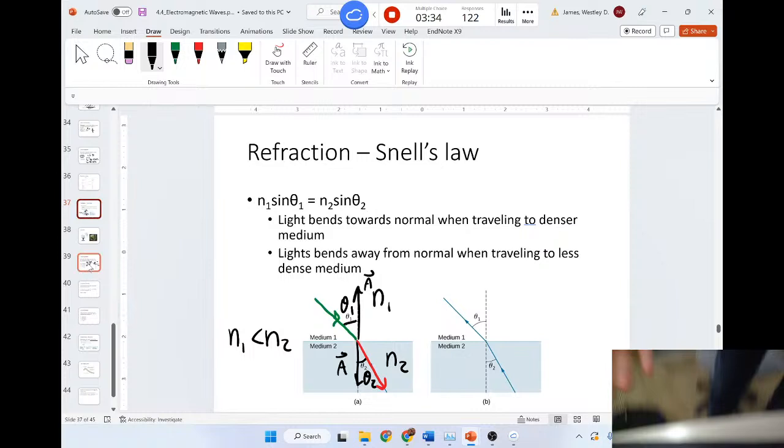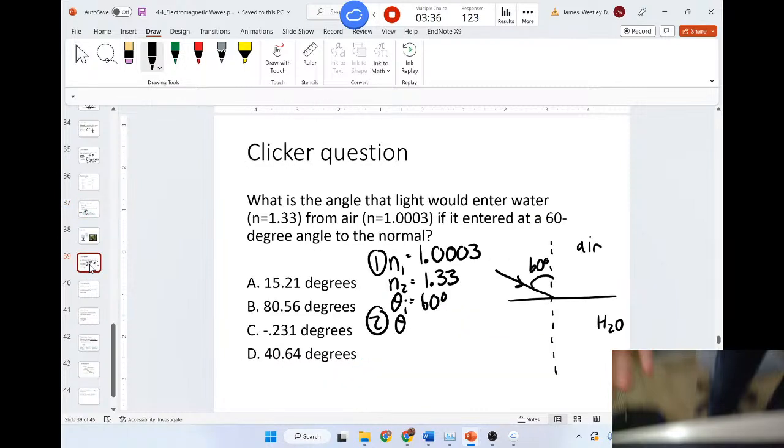Snell's law, I called it theta 1, theta 2, so I will actually call this theta 1, and I'll call theta 2 equals mystery. Equation is N1 sine theta 1 equals N2 sine theta 2. The numbers go with each other nicely. N1, what you start with, the angle you start with. N2, what you end with, the angle you end with.